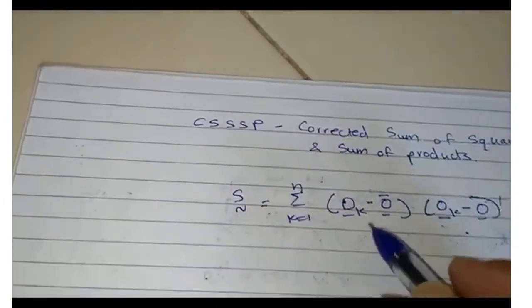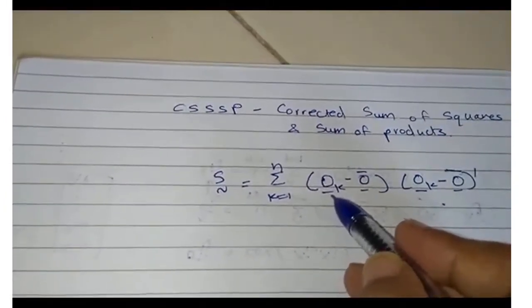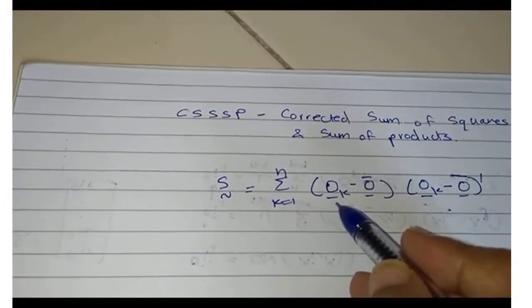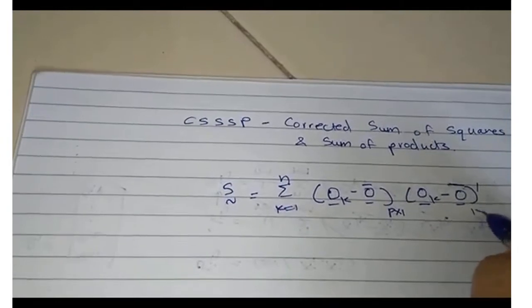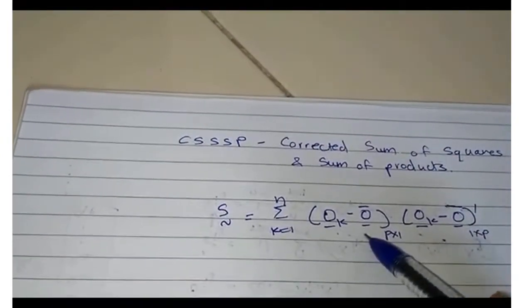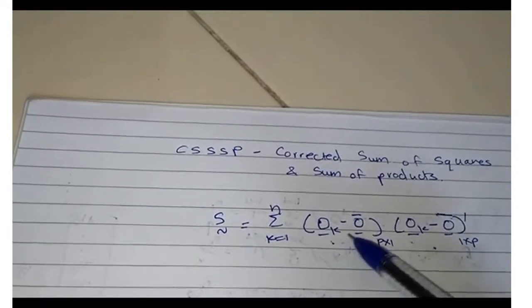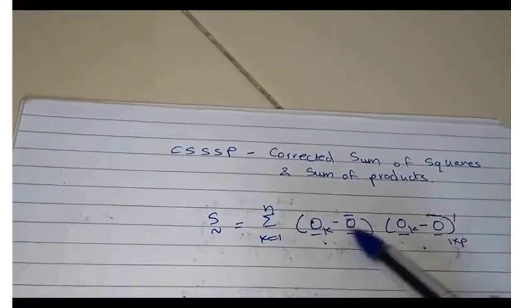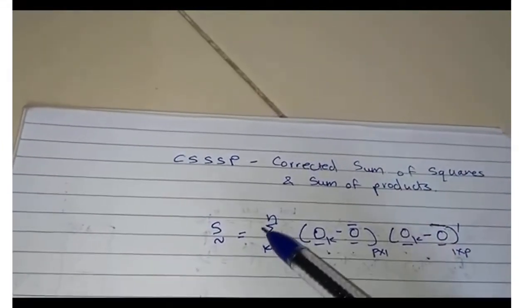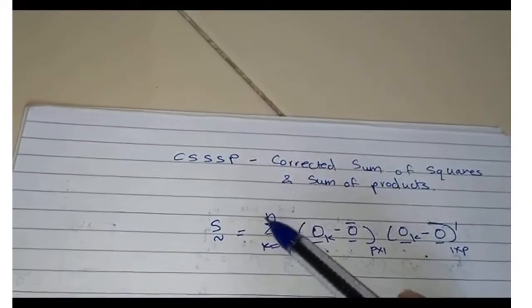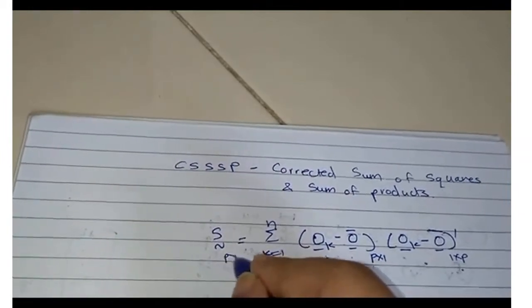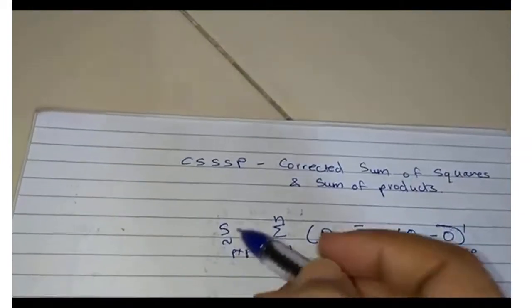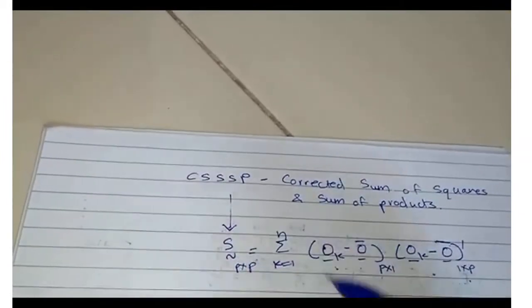Let us check the orders first. Ok is the kth observation, which is of order p cross 1. O bar is also p cross 1, so this is p cross 1. This is its prime, so 1 cross p. So basically for every observation we are taking the product of that observation with its prime, after subtracting the mean first, and then we are taking the sum over all possible observations. So a sum of such p cross p matrices, finally my S is going to be of order p cross p. This S is actually called the CSSP matrix.